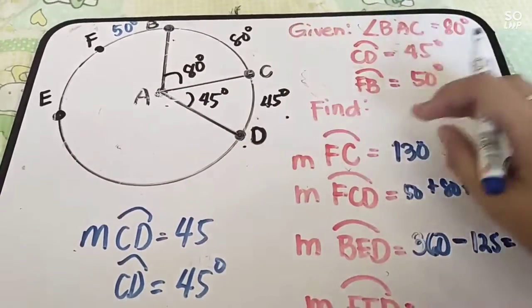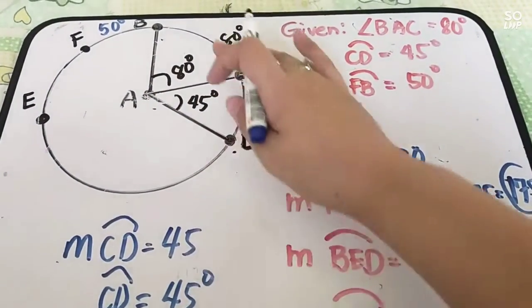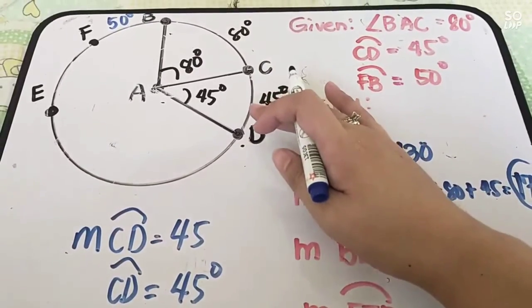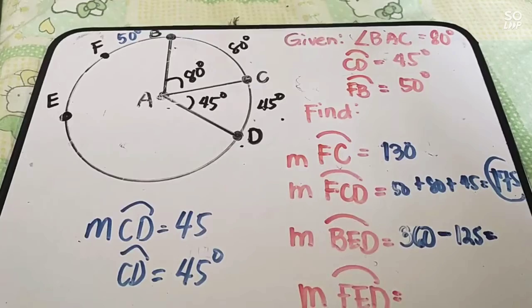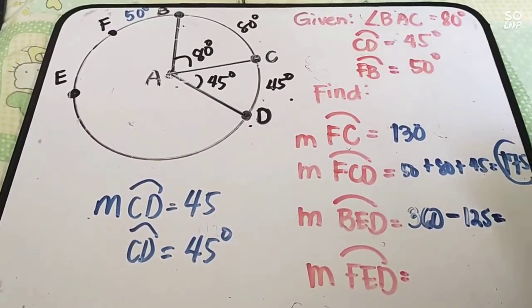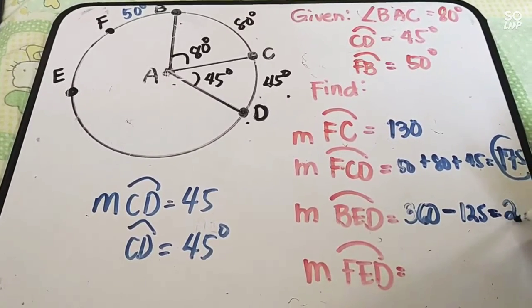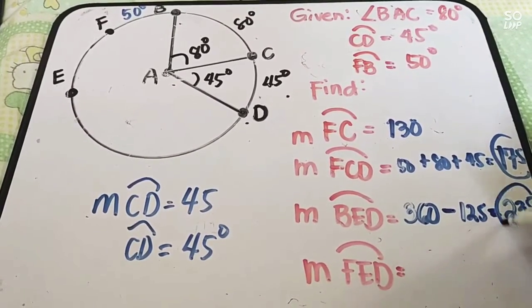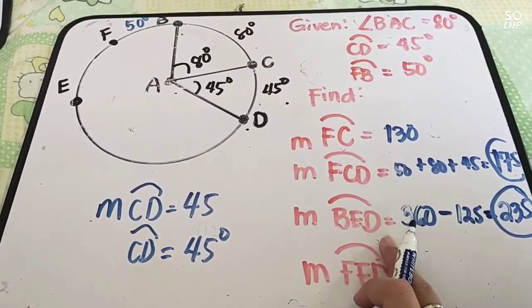Then, ang ating kukuhanin lang ay itong kay BED. Meron na tong kabilang side, yun yung isusubtract natin kay 360 degrees. Did you get it? Let us subtract. 360 minus 125, the answer is 235. So, measure of arc BED is 235.